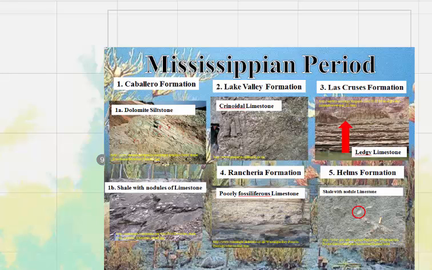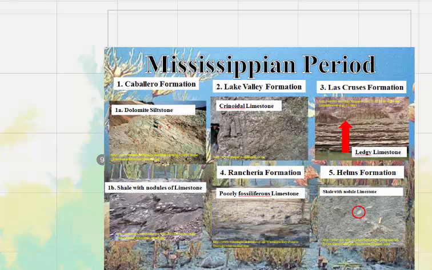The next formation that we'll have is going to be the Lake Valley formation, which is made up of crinoidal limestones. So that one is a lot easier to identify. Next, we have the Las Cruces formation, which is made out of a ledgy limestone, which can be viewed on cliffs around the Bishop's Cap area.